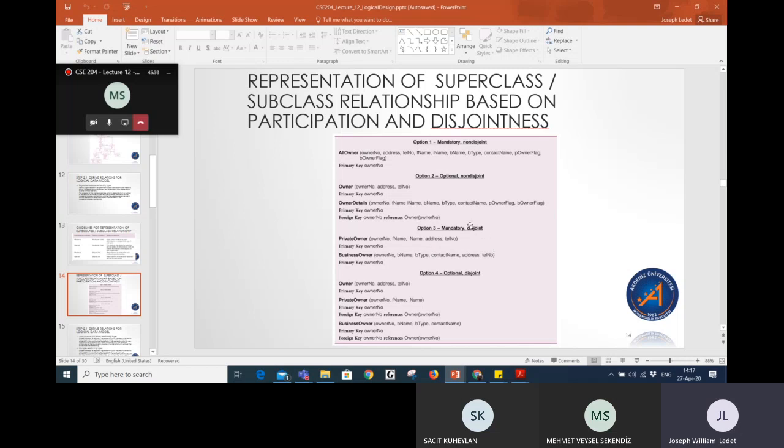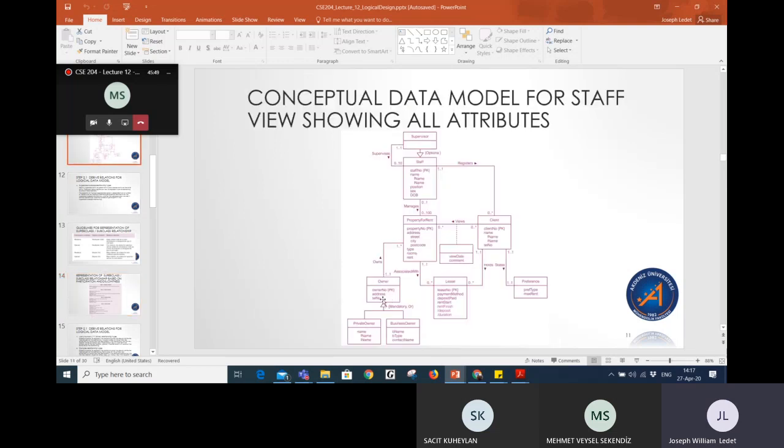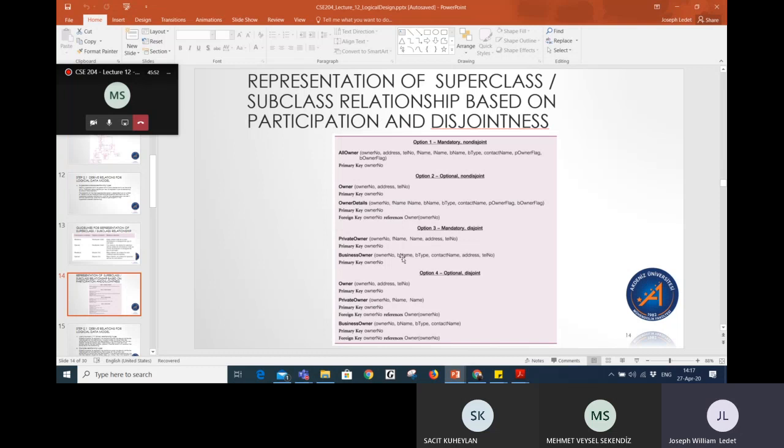Mandatory disjoint must be one of the below ones, can only be one. So we have a private owner table and a business owner table. Mandatory or. Notice that is what this diagram is. Okay, that is what we ended up making. Okay, optional disjoint, meaning it can be a subclass, doesn't have to be. If it is, it can only be one. Okay, owner table, the parent, the superclass table, then each of the subclasses. Okay.